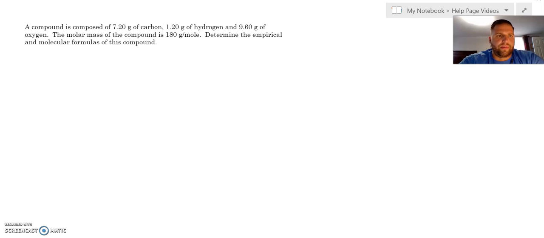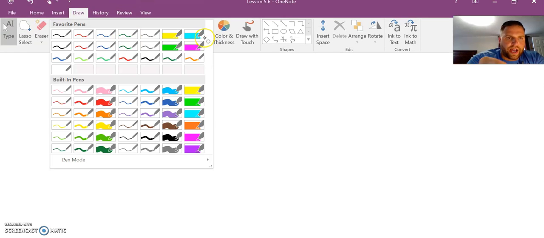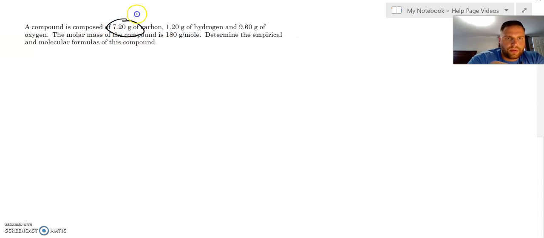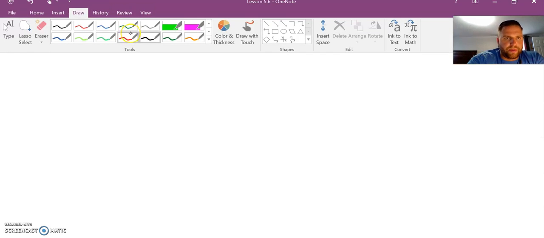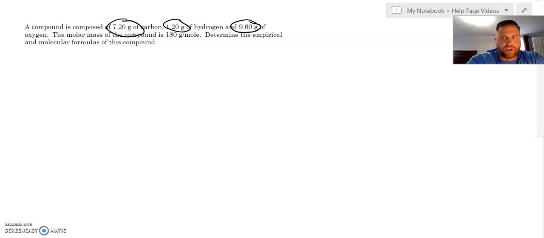So here's how an example problem will read. It reads just like an empirical formula problem, except they're going to add one piece of information, and I'll show that here in a second. So a compound is composed of 7.20 grams of carbon, 1.20 grams of hydrogen, and 9.60 grams of oxygen. So we're going to highlight these as masses that we need to convert to moles, okay? But here's where we get one final piece of information that lets us perform an additional step. The molar mass of the compound is 180 grams per mole.